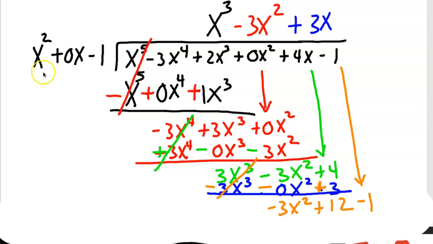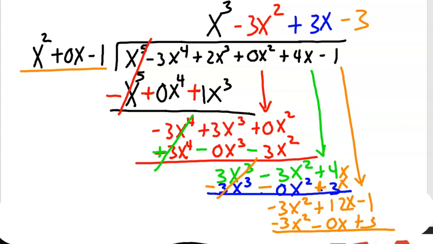What would I multiply x squared by to get negative 3x squared? Well, that would be negative 3. And then I would multiply that by all three of these, and I would get negative 3x cubed, negative 3x squared, minus 0x, and then, oh, these are both supposed to have x's on them. I goofed up a little bit there. And then negative 3 times negative 1 is positive 3.